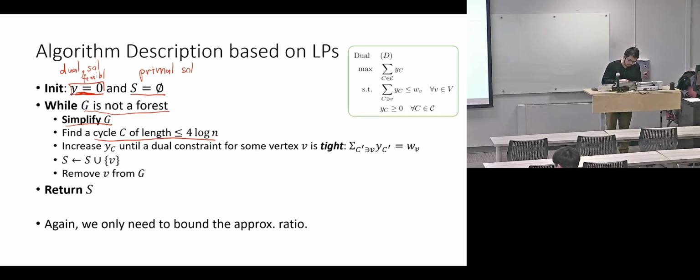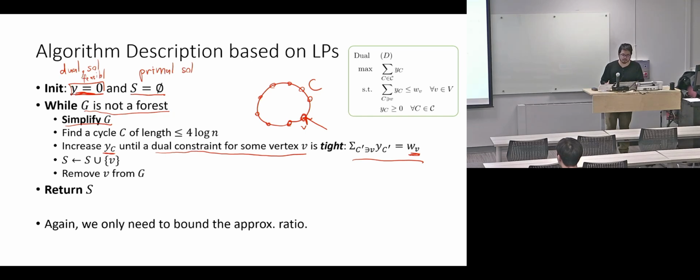So what we're gonna do, we're gonna just pack the value into this cycle, increase y_c until the dual constraint for some vertex is tight. Like you have a cycle c, you increase y_c, but the capacity on some vertex will become tight, and let's say that node is v, so this is now tight on the node v.